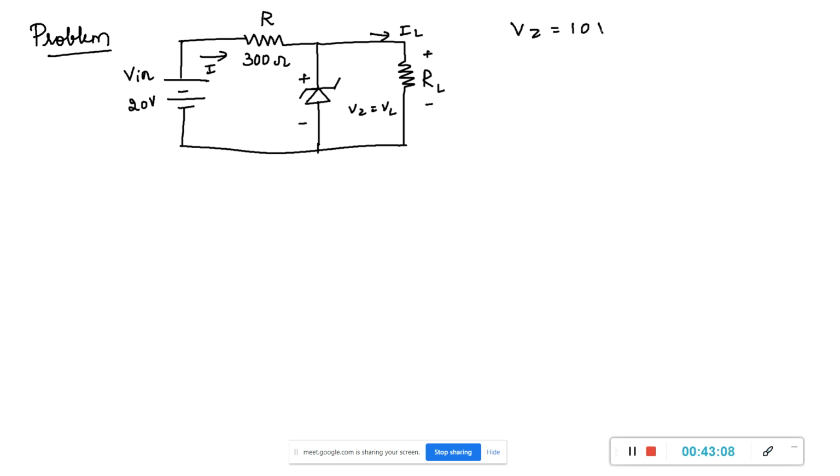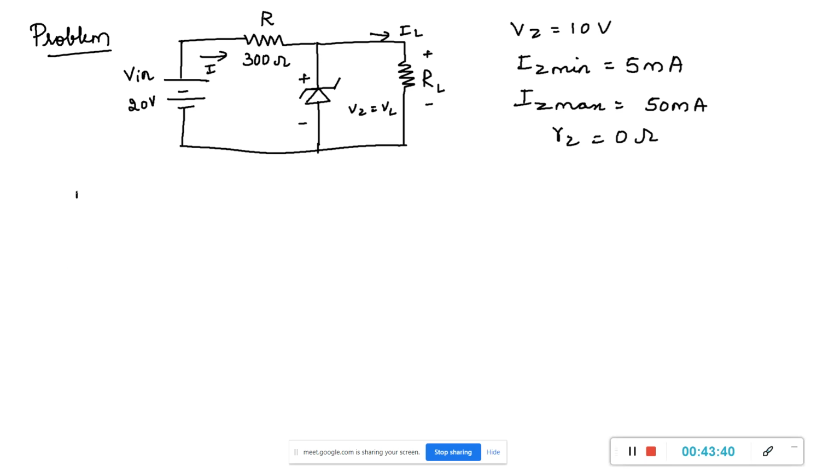Okay, so given values, take down. VZ is equal to 10 volts. IZ minimum is equal to 5 milliamps. IZ max is equal to 50 milliamps. Assume the Zener resistance to be 0. So these are the given values. What we need to find out is the minimum and maximum load current and the minimum value of RL.